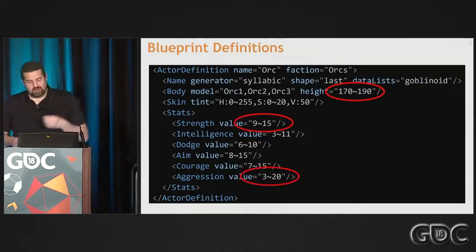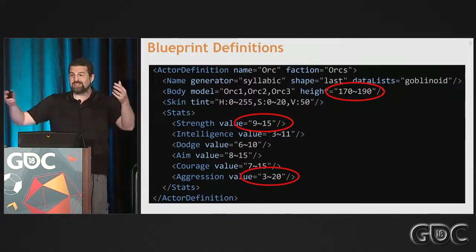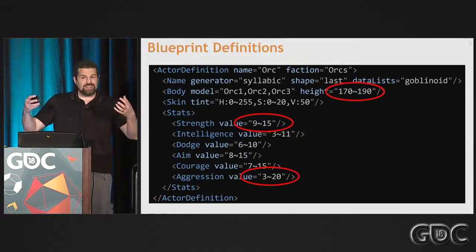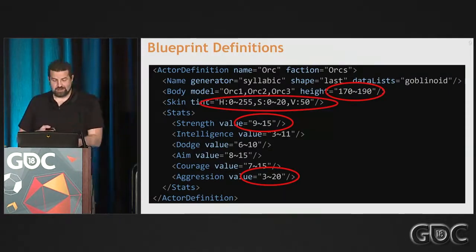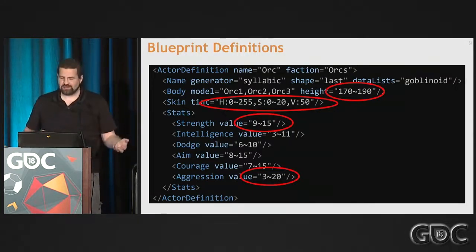Some of them are strong, some of them are weak, some of them are more aggressive than others, right? So I come around the corner and half of them attack me and some of them hesitate. Some of them are maybe braver than others. I can even vary their skin colors, right? The tint of their skin on top of whatever the artist provided.